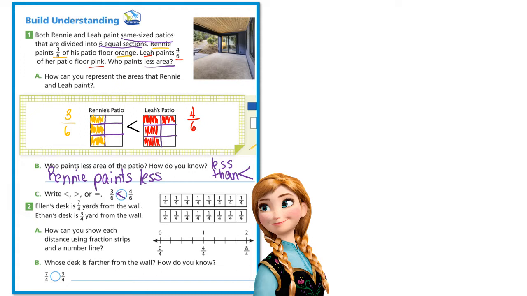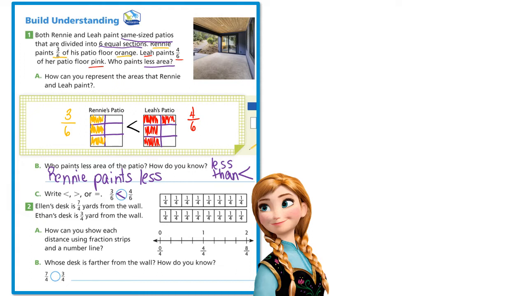What quantities do you see in that problem? For Ellen's desk, I see 7/4. And the 7/4 represents the distance in yards that her desk is from the wall. And what other quantity do you see? For Ethan's desk, 3/4. And the 3/4 represents the distance in yards that his desk is away from the wall. So A, how can you show each distance using fraction strips and a number line?